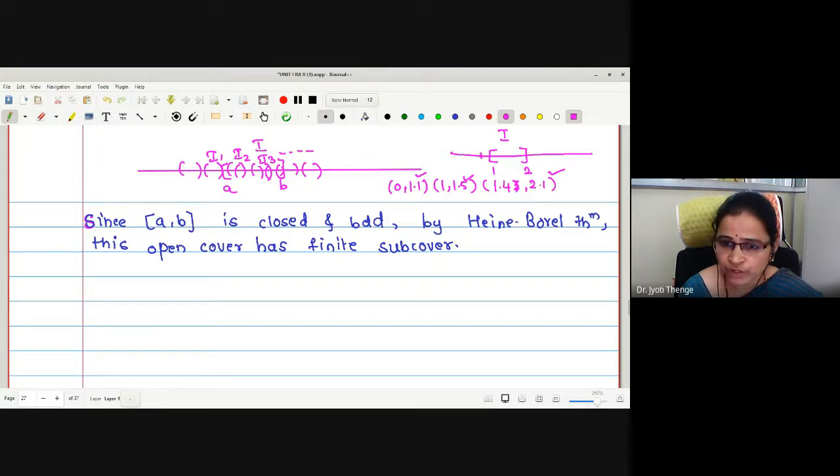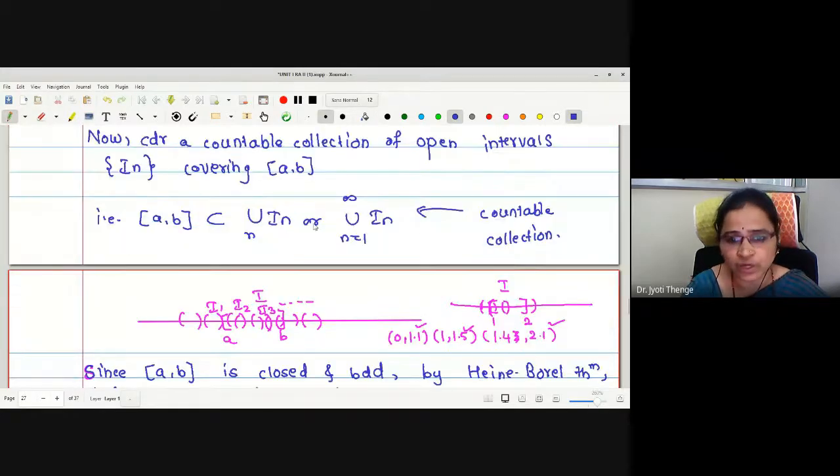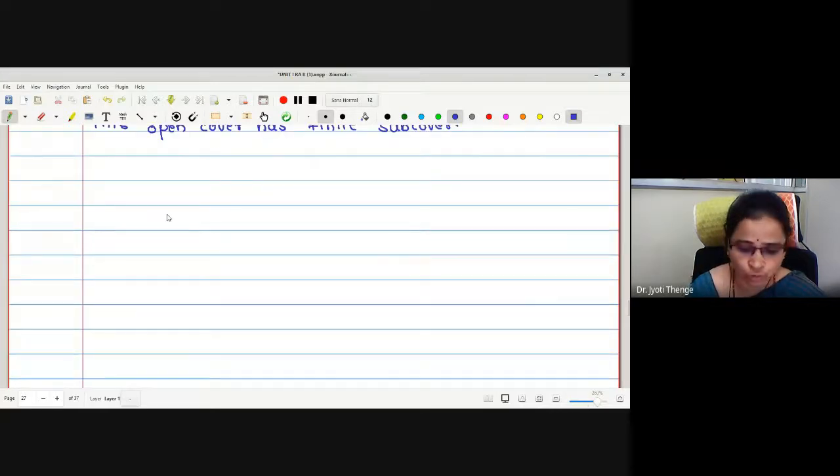Correct now? (0, 1.1), then (1, 1.5), and (1.4, 2.1). These kinds of intervals I have written. If I take the union of all these three open intervals, it is going to cover the closed interval [1, 2]. Right? Because 1 is in the first interval, 2 is in the third interval, and all the rest of the points are also covered. This is a finite open subcover. And this guarantee was given by the Heine-Borel theorem. Therefore, instead of this countable open cover, we will write a finite open cover.